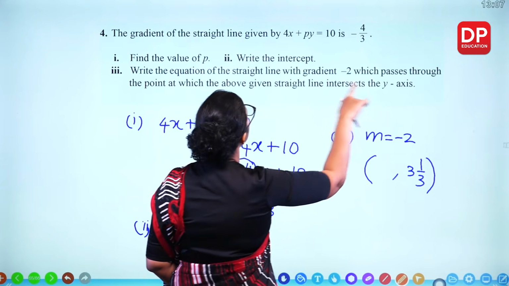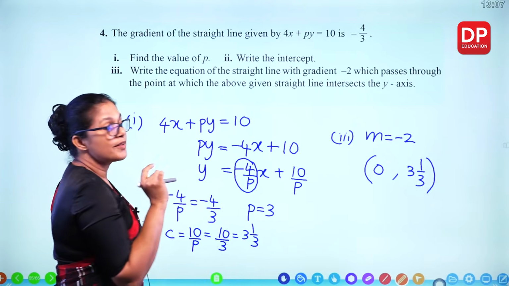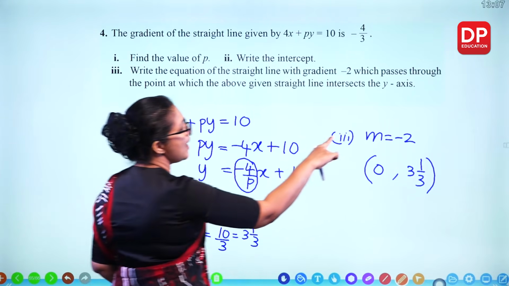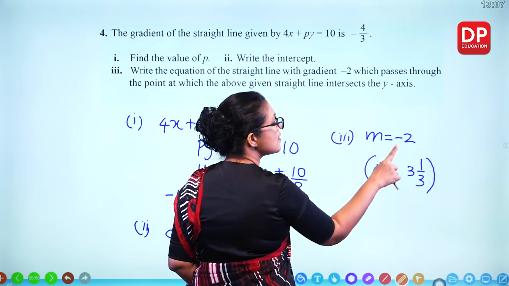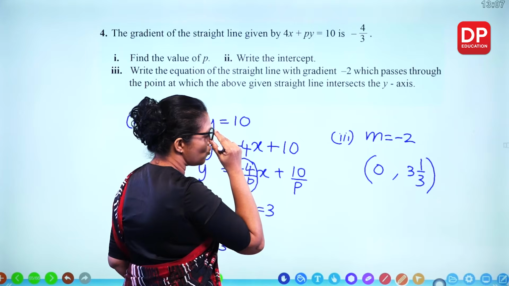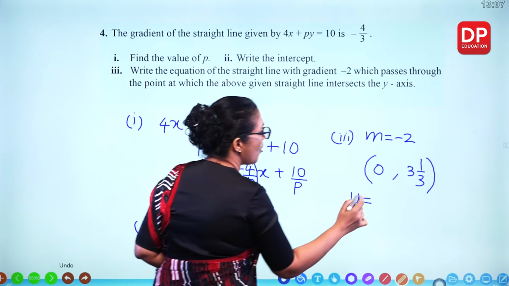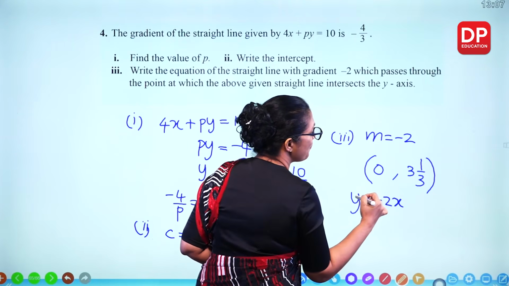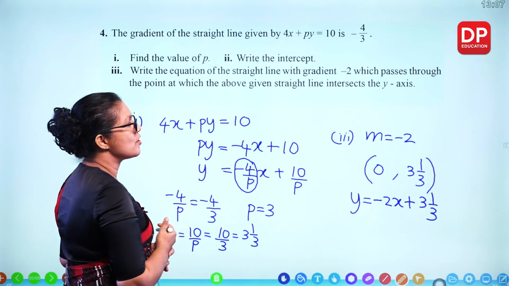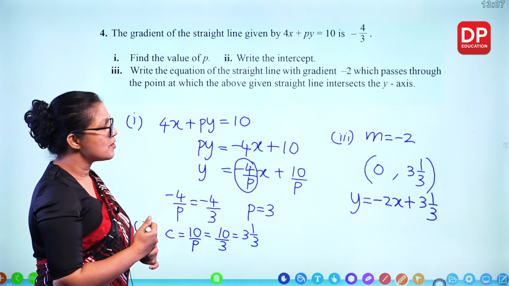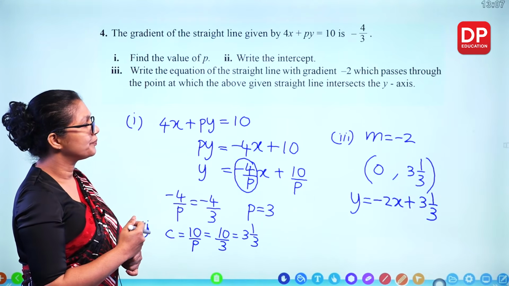and what's the x value? This is x equals 0. So that is the point and m is minus 2. So that means the y-intercept is also here 3 and 1/3. So what's the equation? Y equals minus 2x plus 3 and 1/3. So this is the equation of the straight line, passes through this point and gradient is minus 2.